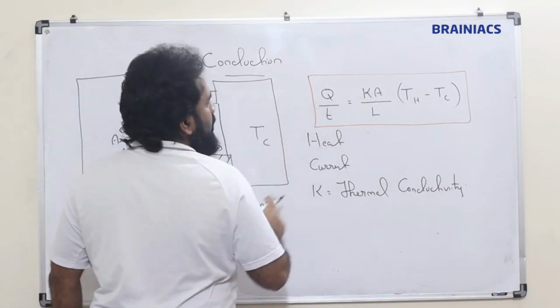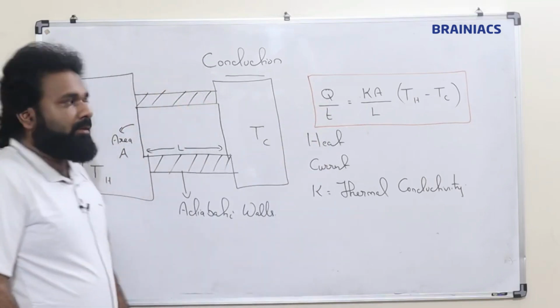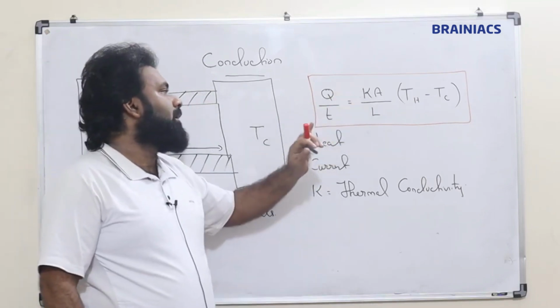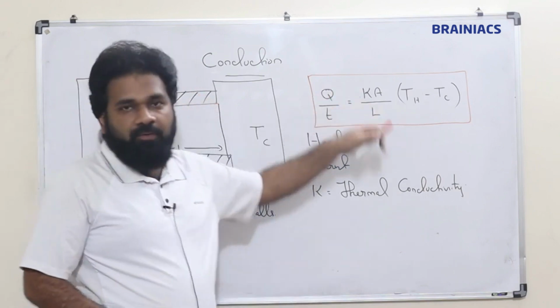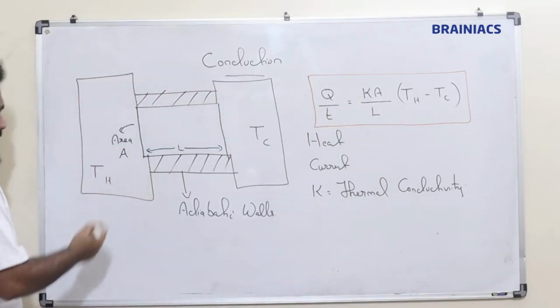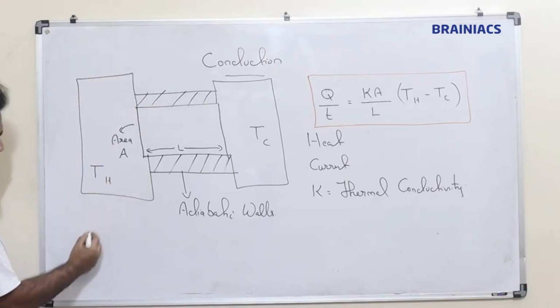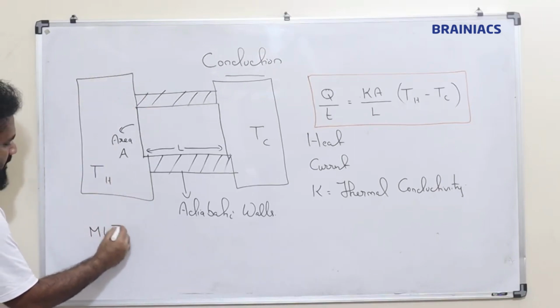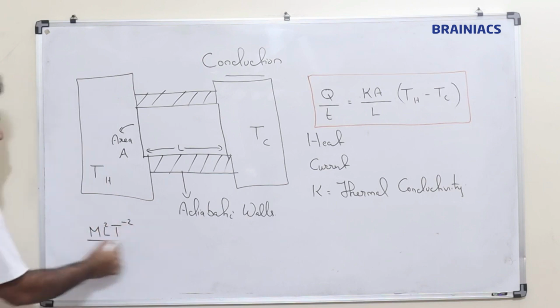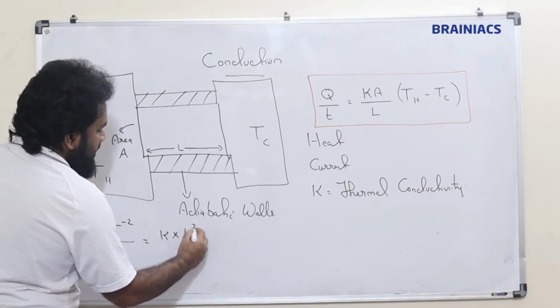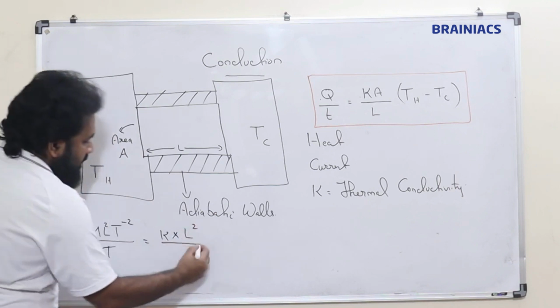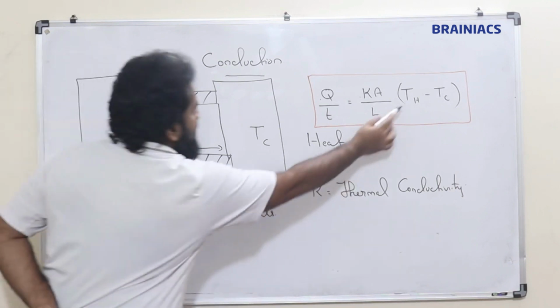Now obviously this one is what? Joules per second. Okay, if this L comes to this side, we will find the dimensional formula of K. The dimensional formula of Q is ML²T⁻², divided by T. This is equal to K, and area we can put here as L², divided by L, and this is what?